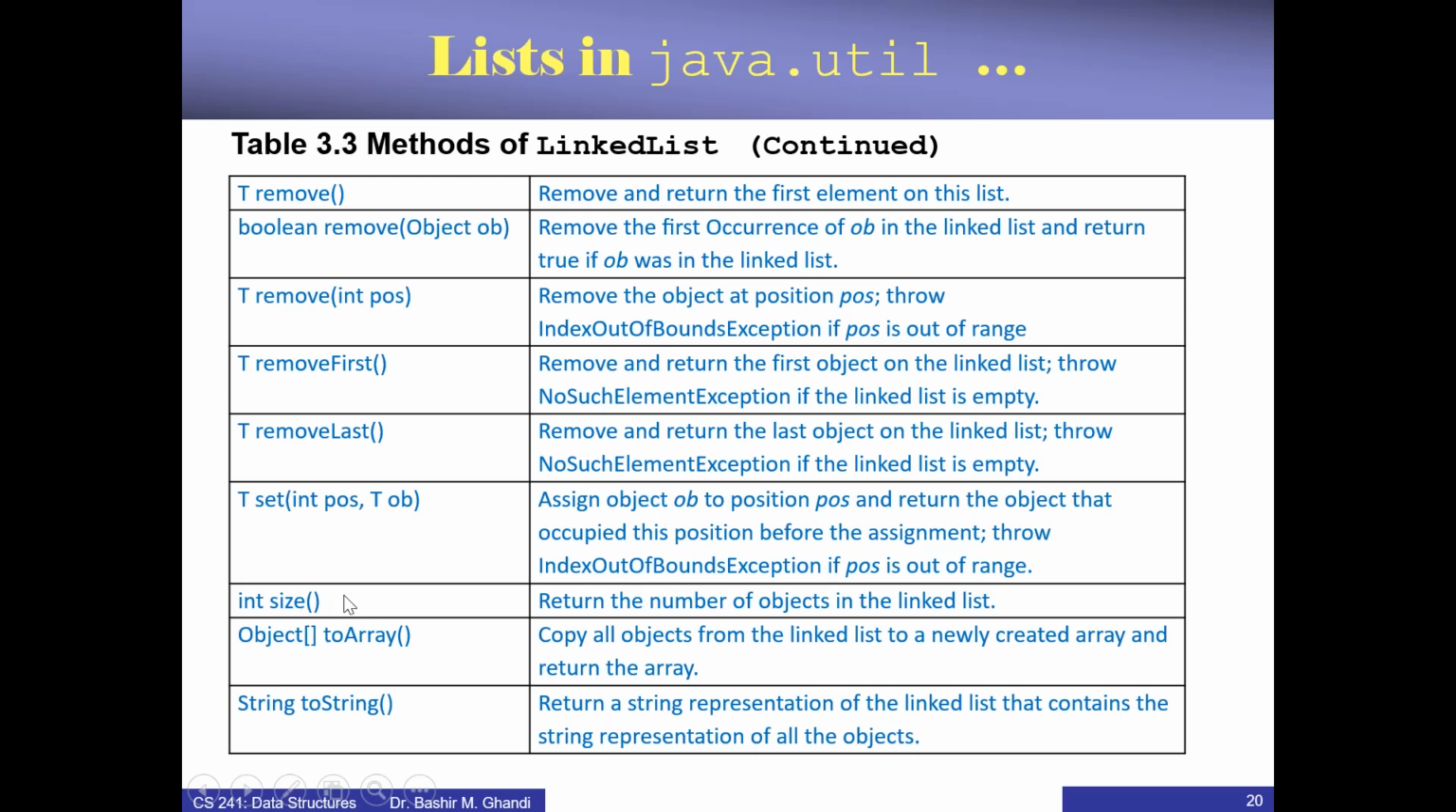And then we have the size. Size basically is telling you how many nodes are in the list. Okay, return the number of objects in the list. And then finally we have toArray and toString. So toArray says convert the list into an array. So you have a linked list, but you want to generate an array from it. All the elements in the list will be put in an array and returned to you.